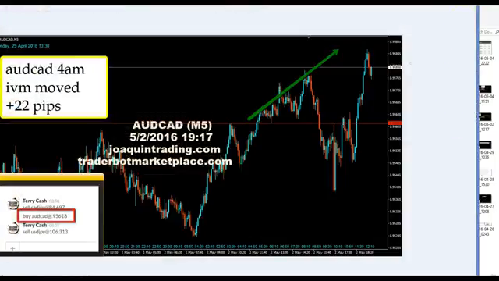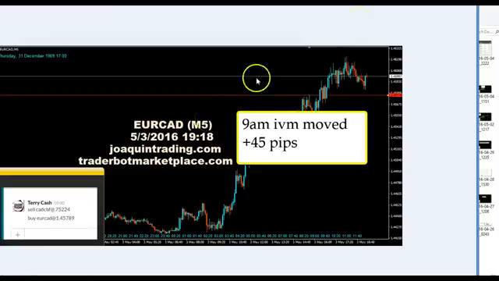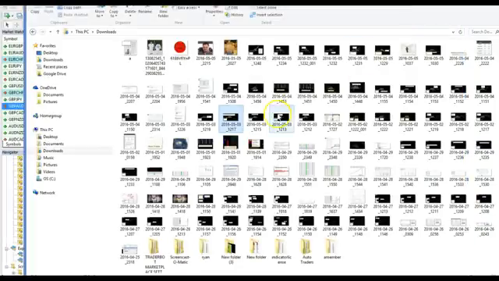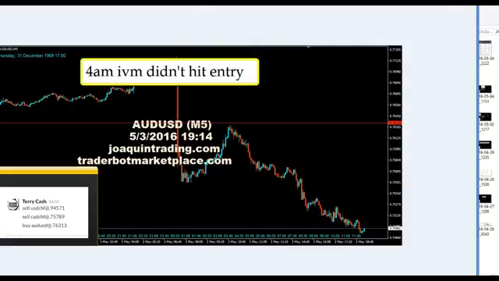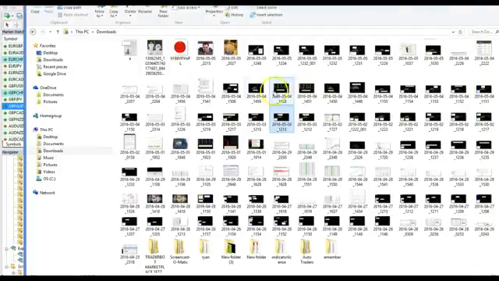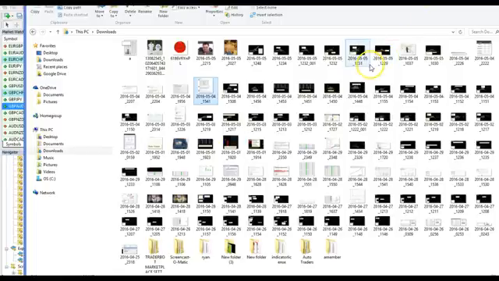Didn't hit entry. If it doesn't hit entry, that means it's a no trade. Moved up 22 pips. Where's some losses at? Moved up 45 pips. 20 pips. Didn't hit entry. If it doesn't hit entry, it's a no trade. 75 pips. Oh, let's see here. Alton is enjoying the results. Ryan, trades closed over the last 2 days around 440 pips. He's scalping, by the way.